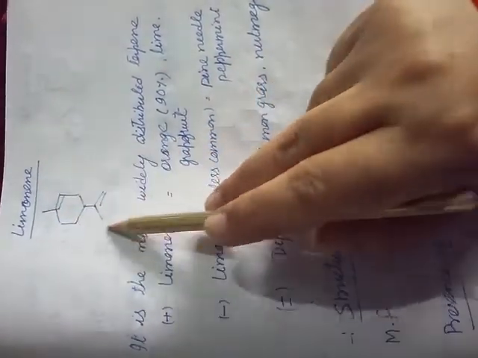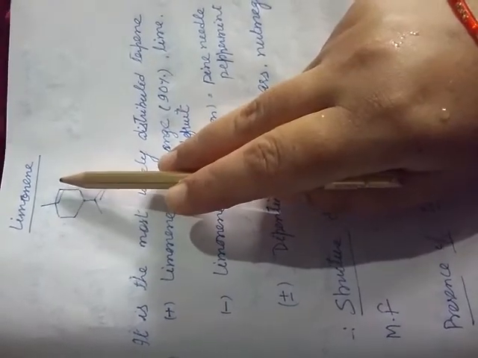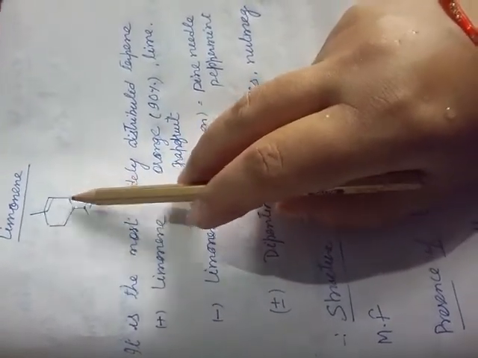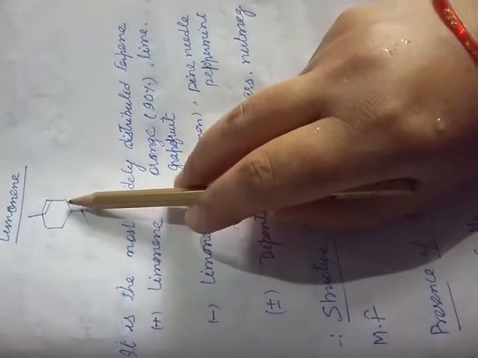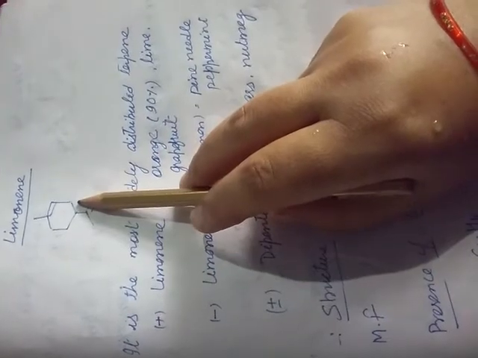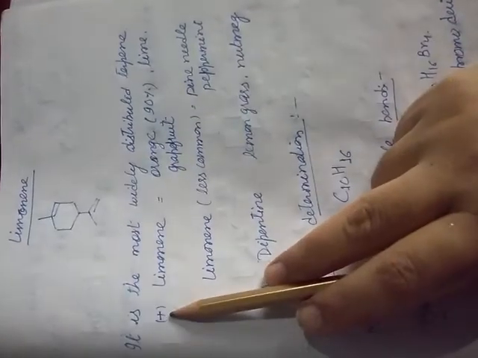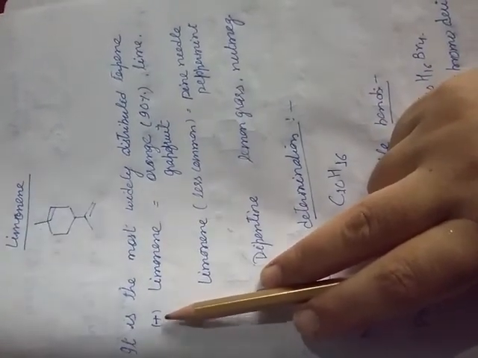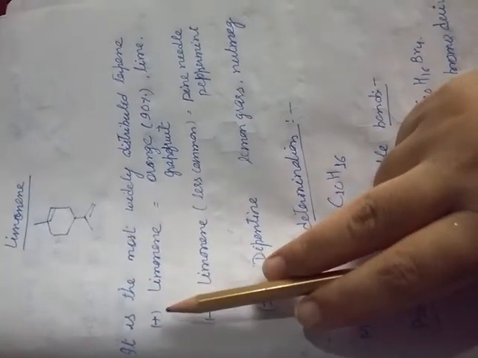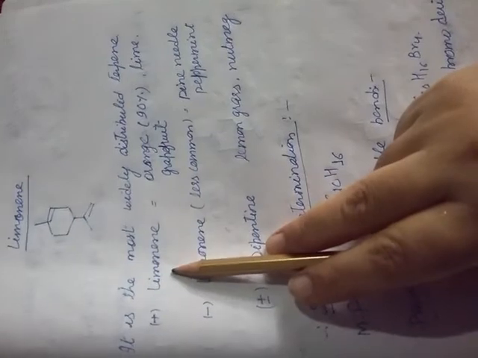This is the basic skeleton of limonene. This is a monocyclic terpenoid and it is the most widely distributed terpenoid. Because limonene has a chiral center, it exists in two forms. The first one is plus limonene, or dextro D-limonene, and this is the more popular form of limonene.